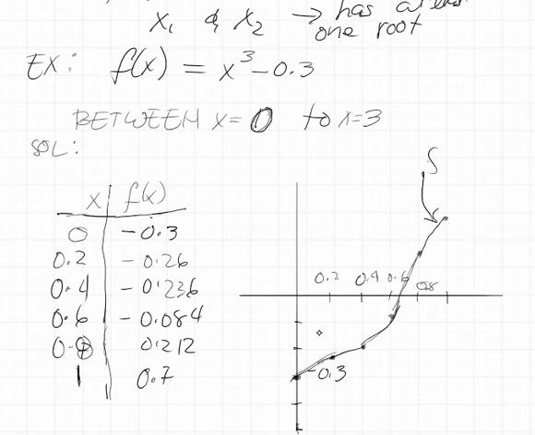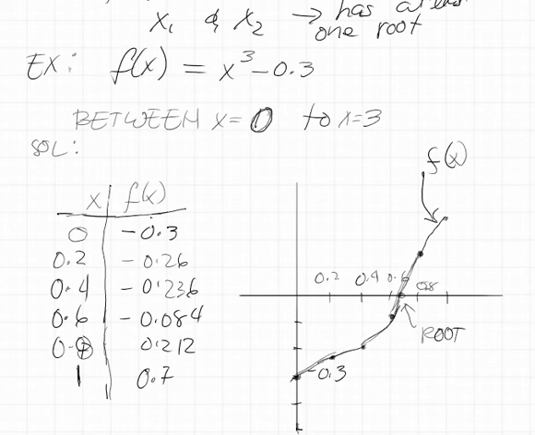F of x is equal to x cubed minus 0.3. So the root is somewhere here. This will be the root. In finding this root, you can use any methods. You can use linear interpolation, or you can use quadratic interpolation and find the root.